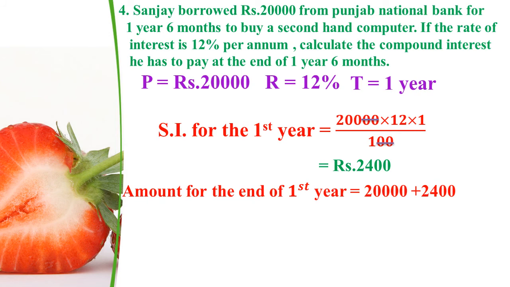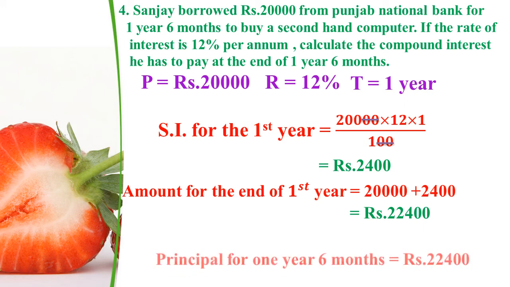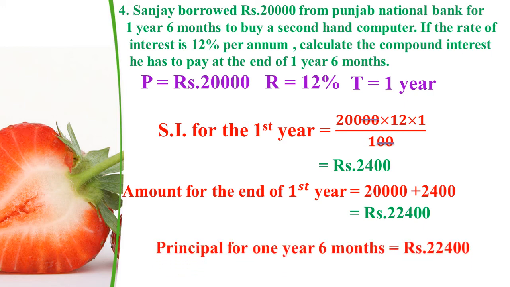Amount for the end of first year is principal plus simple interest. So 20,000 plus 2,400. Amount for the end of first year is rupees 22,400. The amount at the end of first year becomes the principal for the second year. But here given 1 year 6 months. So principal for 1 year 6 months is rupees 22,400.